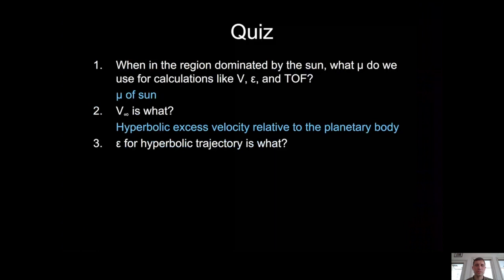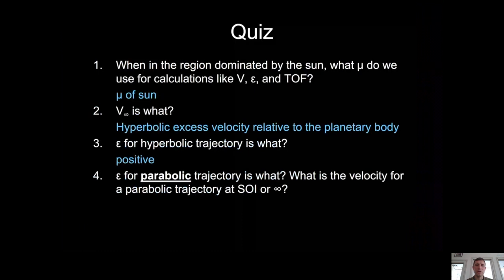Question number three. What is the specific mechanical energy for a hyperbolic trajectory? If you remember way back to the beginning, hyperbolic trajectories will have a positive specific mechanical energy. This means that the orbit actually has enough energy to leave the gravity well.